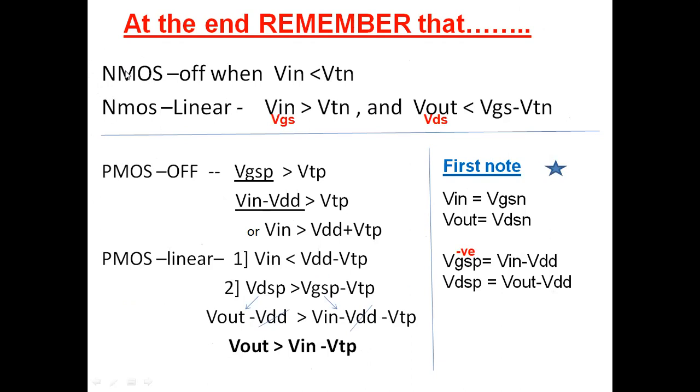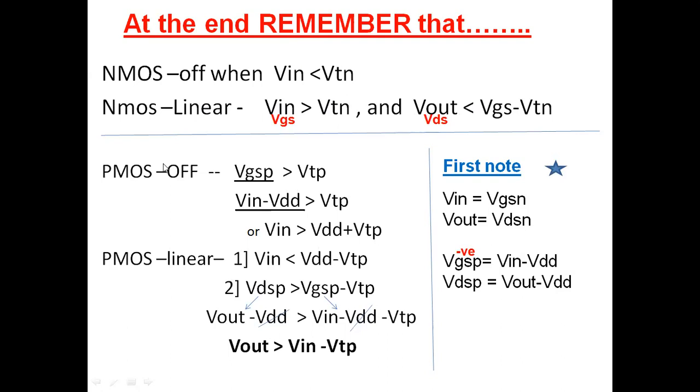Say for example, this NMOS will be in the off condition when the input voltage applied to the NMOS gate is less than the threshold voltage. Similarly, NMOS will be in the linear region if the VGS value or Vin value is greater than VTN and the output voltage VDS is less than the effective voltage. This VGS minus VTN is called the effective voltage.